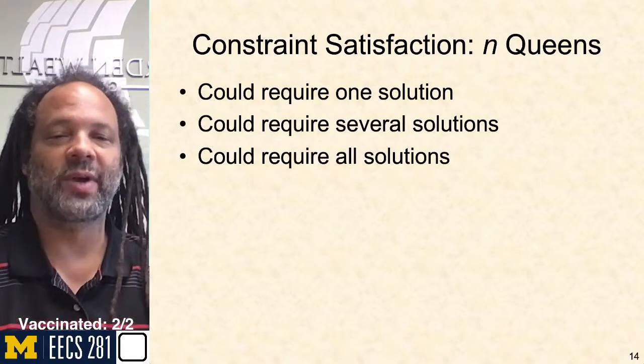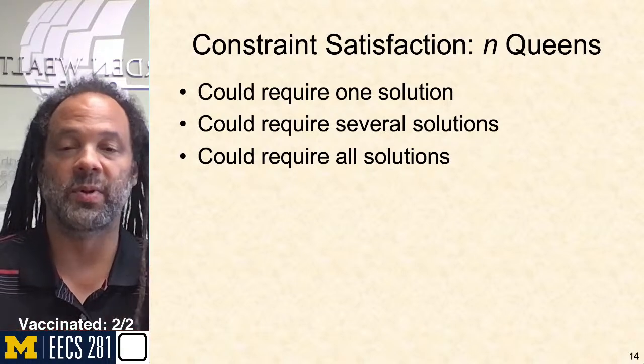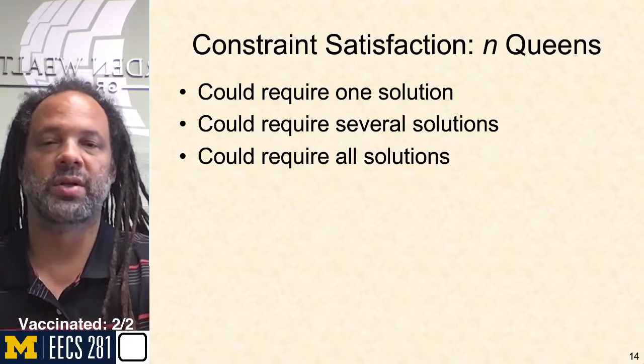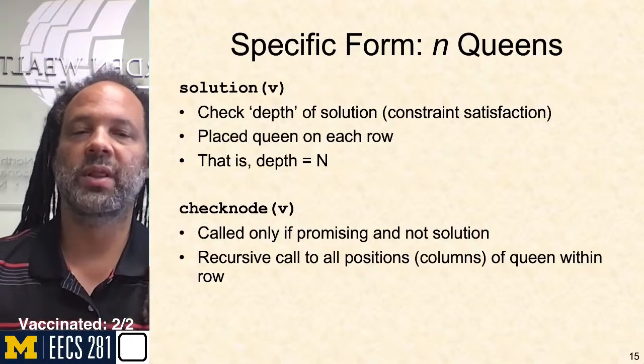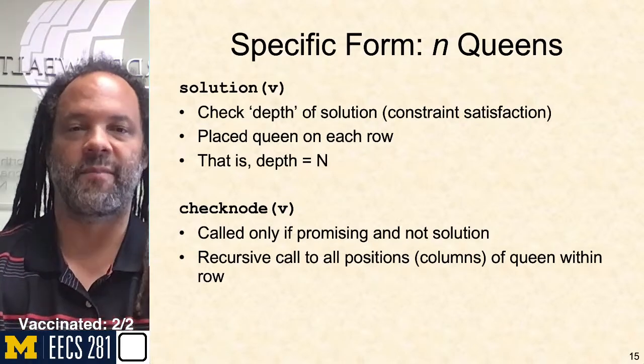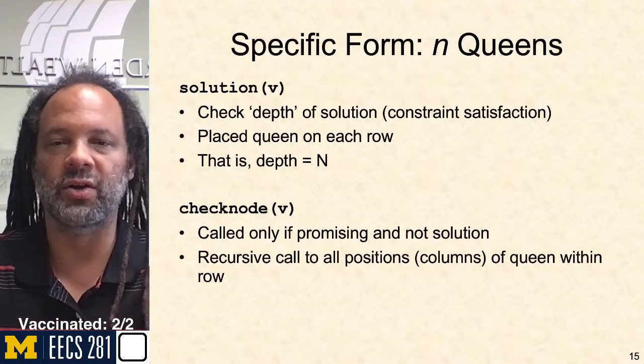So, as we said, constraint satisfaction could require one solution. The version that we have is going to go through multiple solutions. It could require several, or it could require all of them. That's up to the current problem specification. But as we look at n queens, remember those building blocks of backtracking. We had promising, we had solution, and of course the check node function itself.